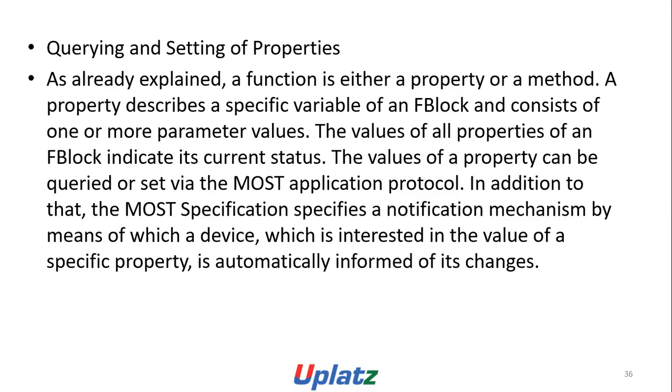Query and setting a property. As already explained, a function is either a property or a method. A property describes a specific variable of an FBlock and consists of one or more parameter values. The values of all the parameters of an FBlock indicate its current status. The value of a property can be queried or set via the MOST specification protocol. In addition to that, the MOST specification specifies a notification mechanism by means of which a device that is interested in the value of a specific property is automatically informed of its changes.